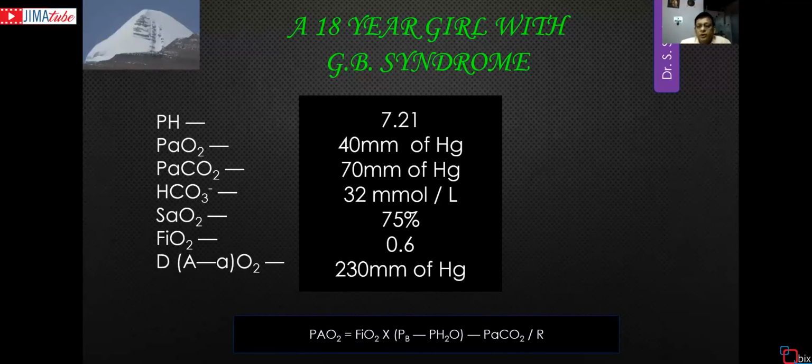It may be in the form of infection. It may be in the form of atelectasis. So we have to correct that. So when the patient recovers from the Guillain-Barré neurological condition, we can wean her from the ventilation. If we do not address this increased alveolar arterial oxygen gradient, then we cannot do that.